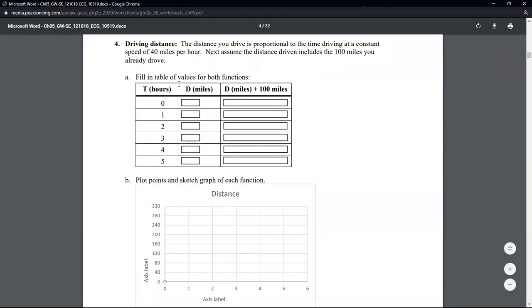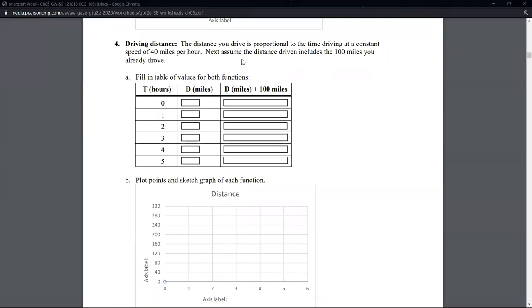For now, fill in the table. Let's just do the distance ignoring that 100 miles, just accounting for the 40 miles per hour. So again, we'll do this in blue. If you drive for 0 hours, how far do you go? Well, you go 0 miles. If you drive for 1 hour, well, they said it's 40 miles per hour, so hopefully you understand that means you'd go 40 miles. If you don't, take your 40 miles per hour and multiply it by 1 hour, so the hours cancel, and you get 40 miles.